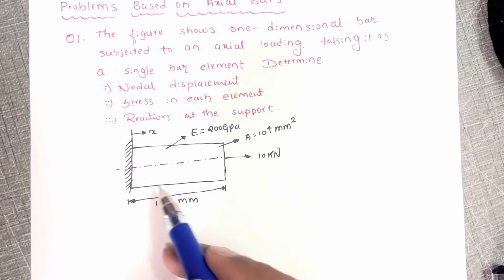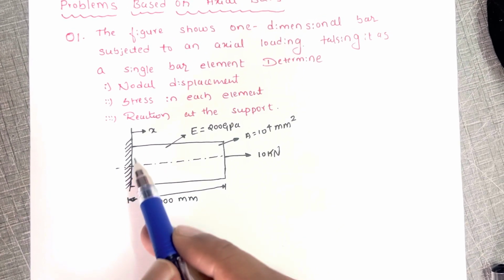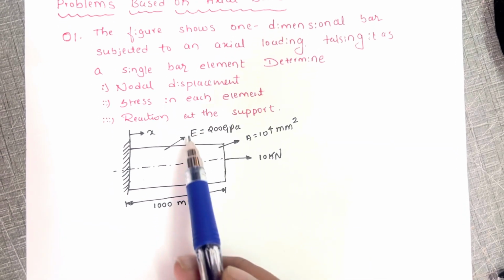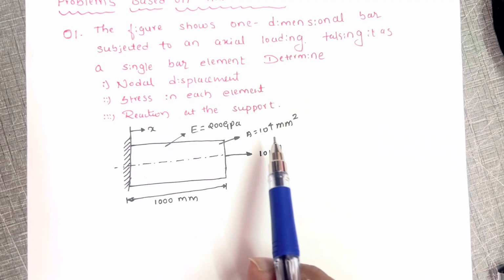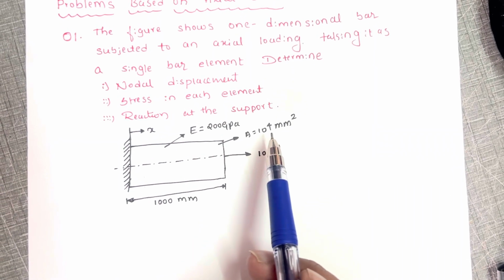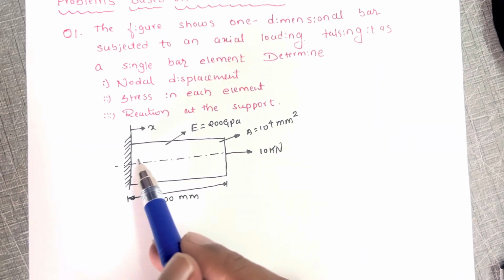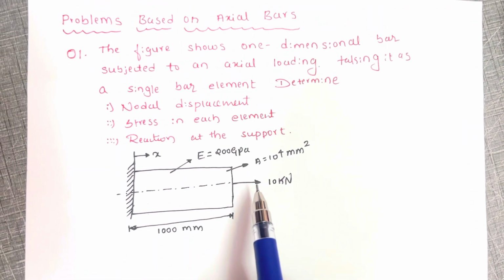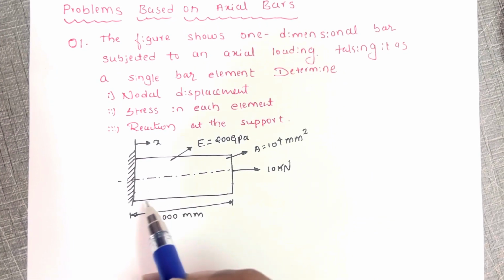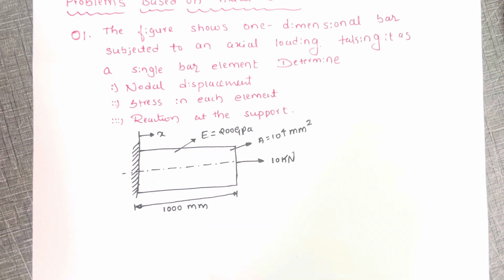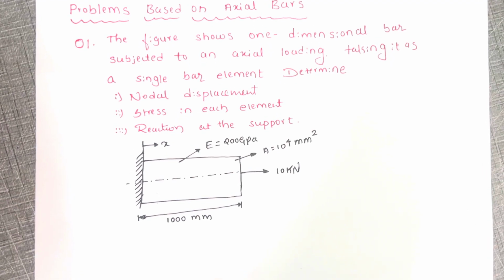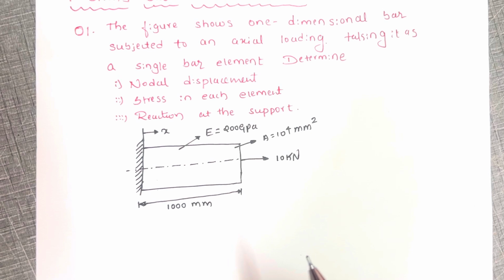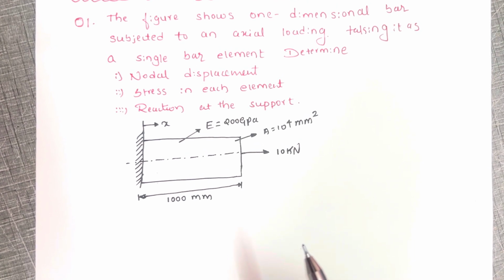If you are considering it as a single object, here we will have node 1 and here we will have node 2. Here we have the Young's modulus, that is 200 GPa, and area is 10 raised to 4 mm square. Here we have f1, that is 0 because it is a fixed end, and here f2 is 10 kilo Newton, and the length of the bar is 1000 mm. So we'll do it stepwise. First we have to create the finite element model, in short the FE model.